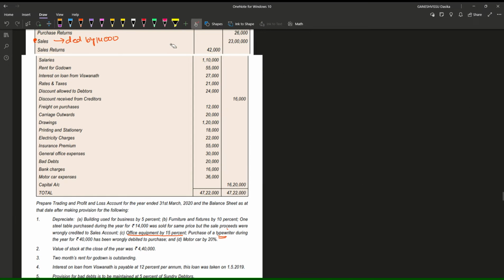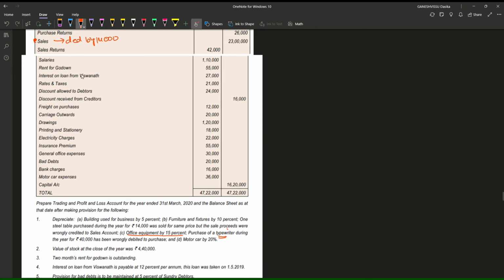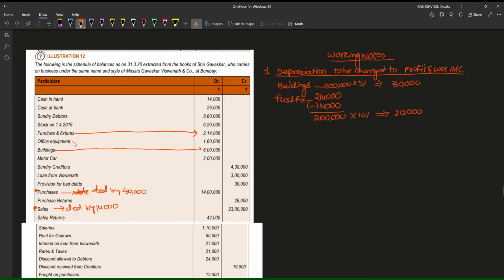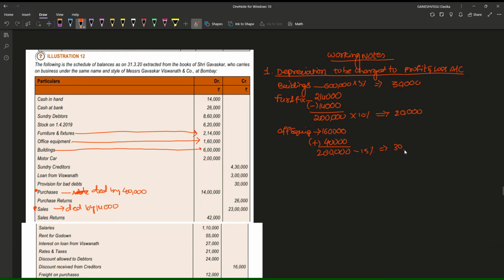Now let us see. Okay, and the office equipment we need to increase by 40,000, right? Let us see the value of office equipment provided here, 1,60,000. So office equipment 1,60,000 plus 40,000 becomes 2 lakhs rupees, and on 2 lakhs we need to depreciate by 15%. With the help of a calculator we can say that this value is 30,000 rupees.